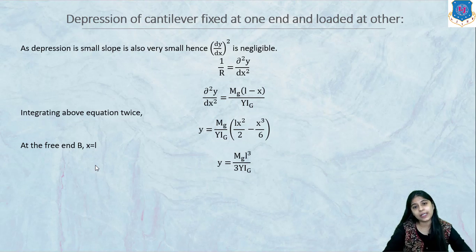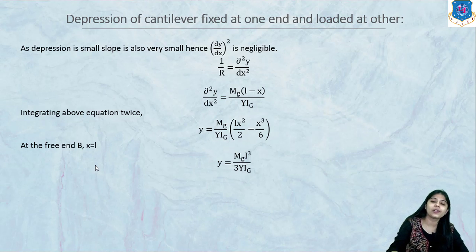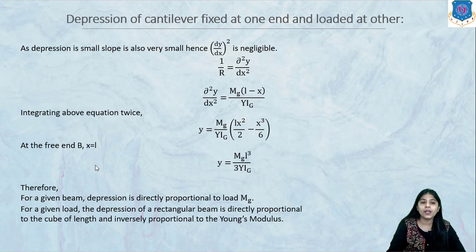As you can see, the depression depends upon L, the cube of length. It depends directly on the weight. It is inversely proportional to the Young's modulus and the geometrical moment of inertia. So for a given beam, depression is directly proportional to load mg. For a given load, the depression of a rectangular beam is directly proportional to the cube of length and inversely proportional to the Young's modulus.